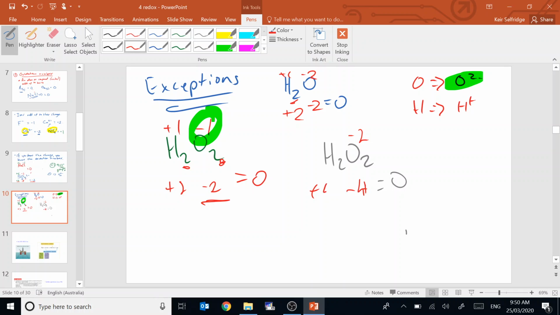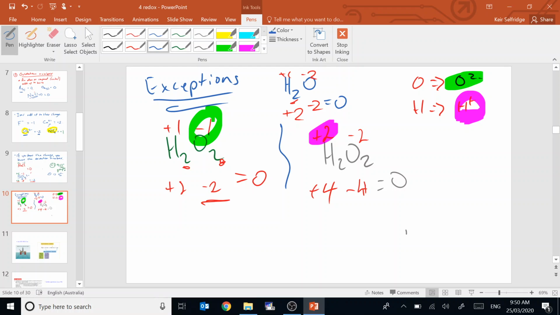We're back on track. That means the hydrogens are +4, so each individual hydrogen is +2. Once again, we've got something weird going on. Hydrogen, we know, is +1, not +2. Therefore, something is wrong. That means there has to be an exception.